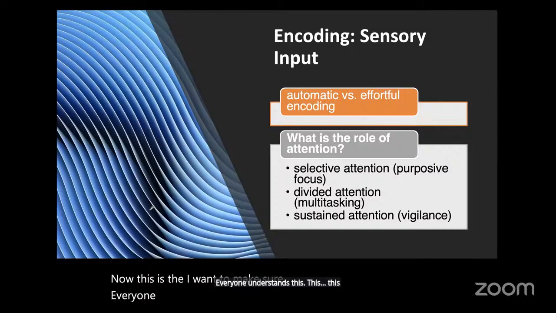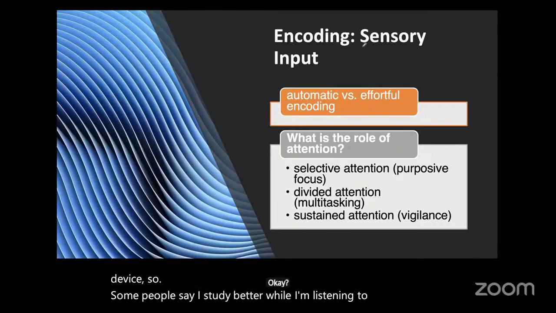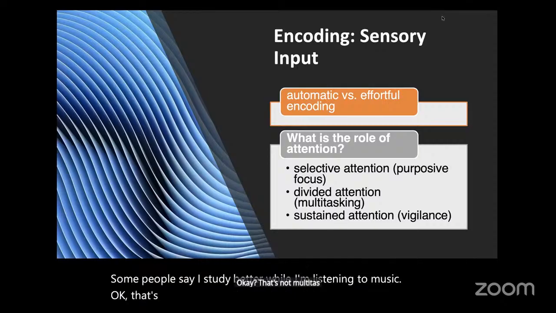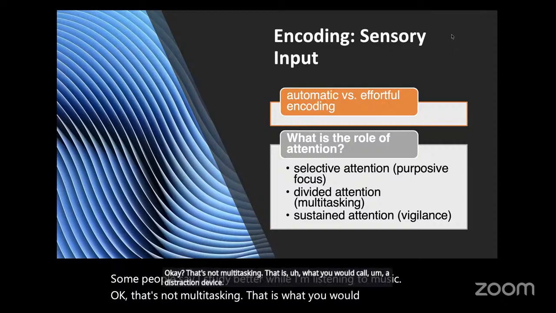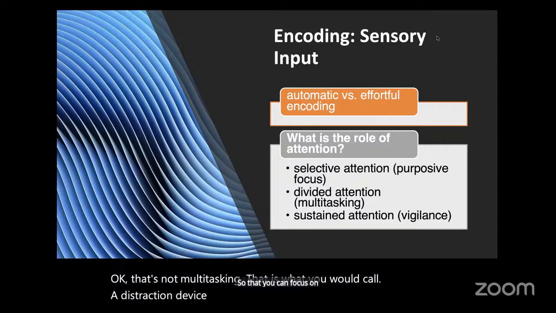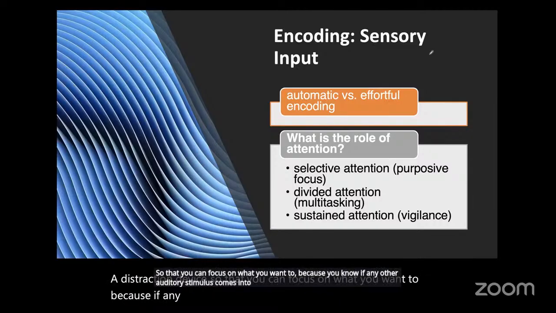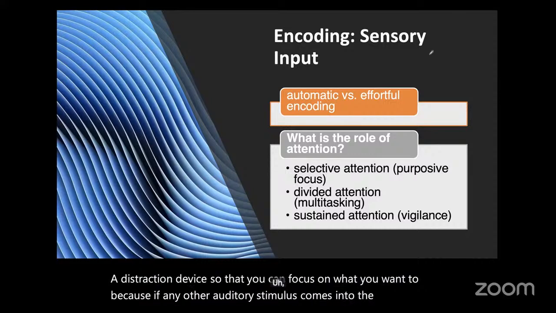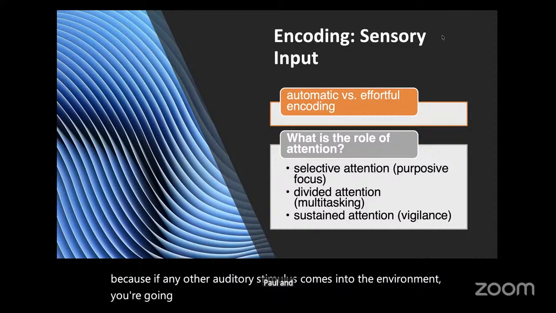This is different than using a distraction device. So some people say, well, I study better when I'm listening to music. Okay. That's not multitasking. That is what you would call a distraction device, so that you can focus on what you want to, because you know if any other auditory stimulus comes into the environment, you're going to lose. Okay, so that's what that is.